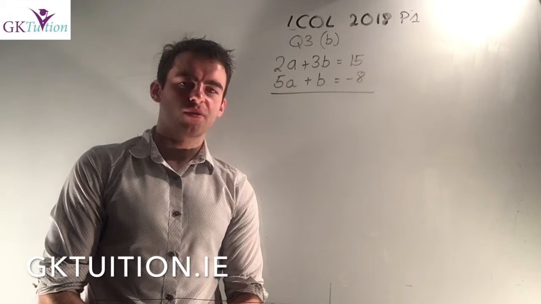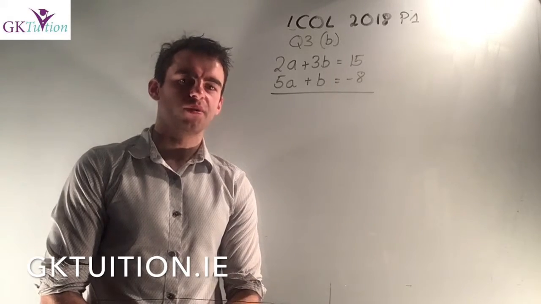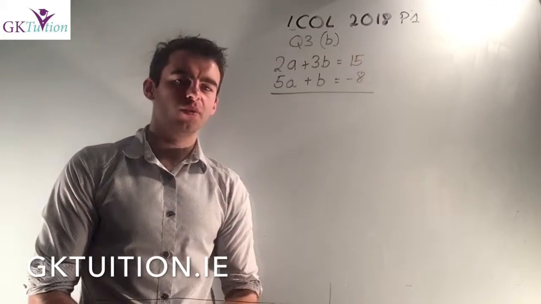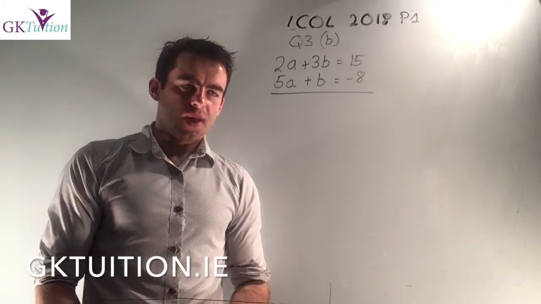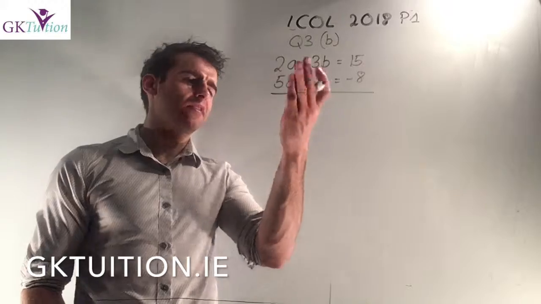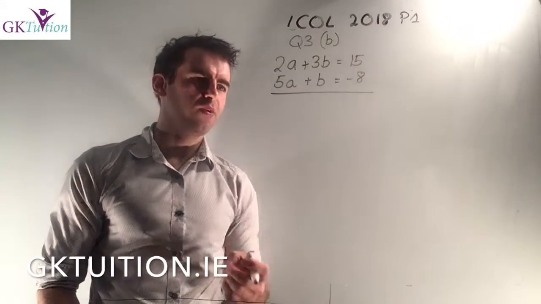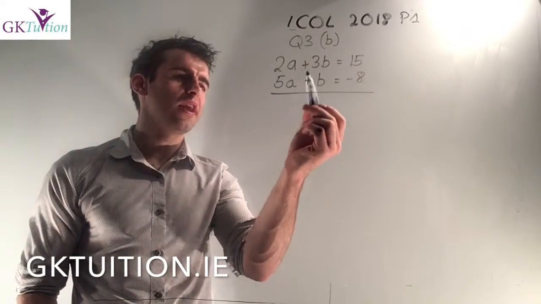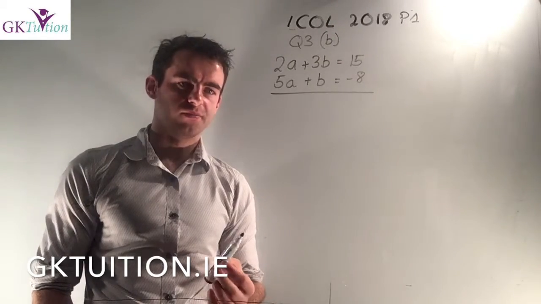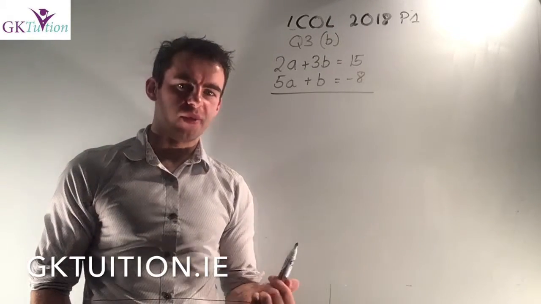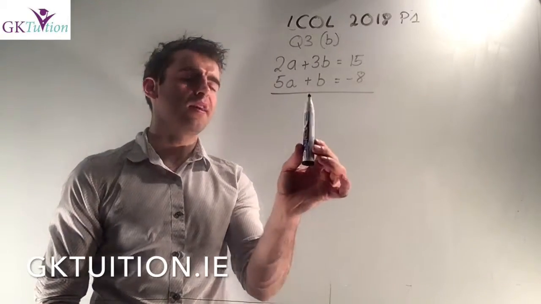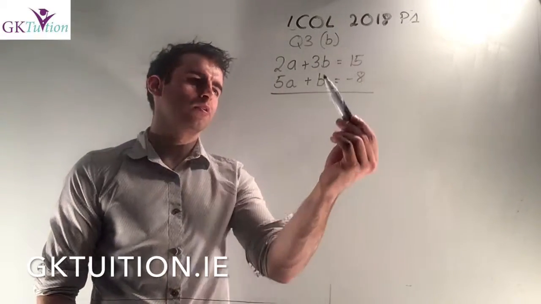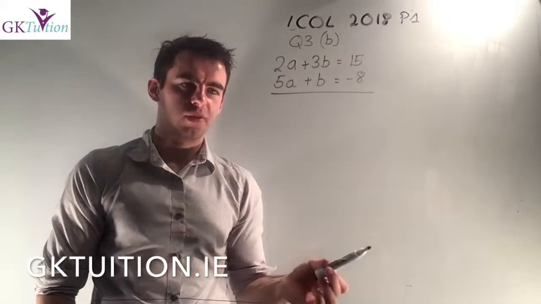In the second part of this question, I need to solve a simultaneous equation. I have two equations and two unknowns, so I should be able to find the value of a and the value of b. In a simultaneous equation, you're going to add the two lines together. And when you add them together, you want either the a's or the b's to cancel each other out. So the easier letter to get rid of here is going to be the b. Because there's a 3b on the top, you want to have a minus 3b on the bottom, because plus 3b minus 3b will be 0.